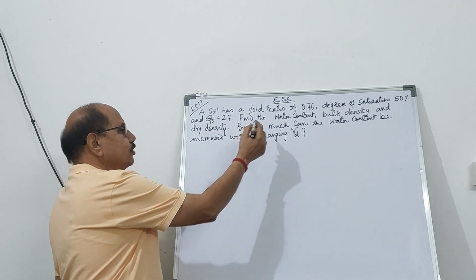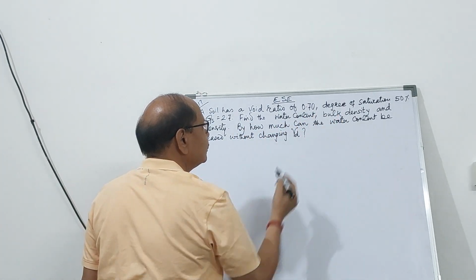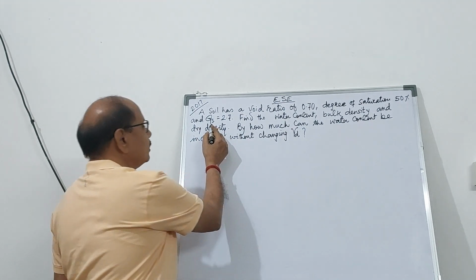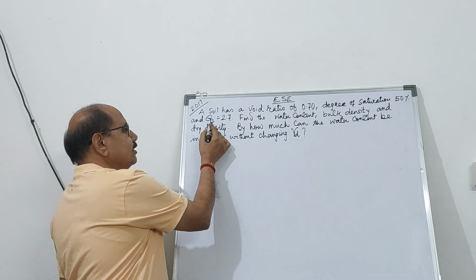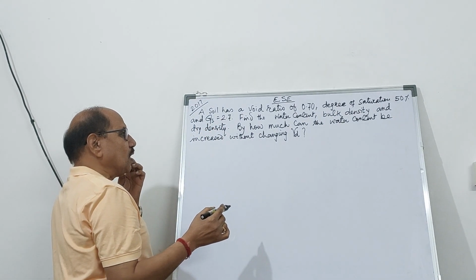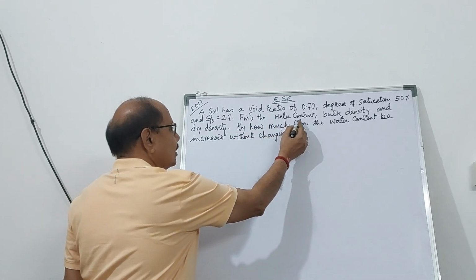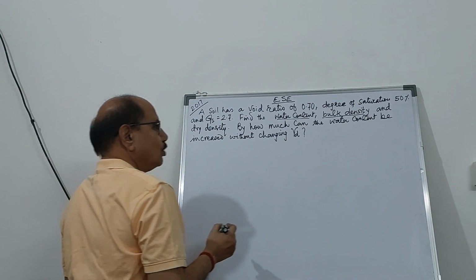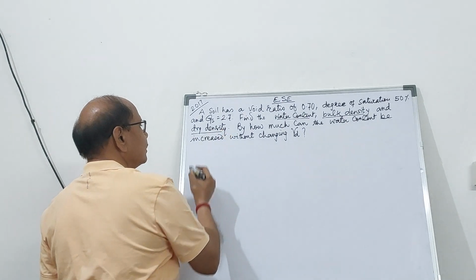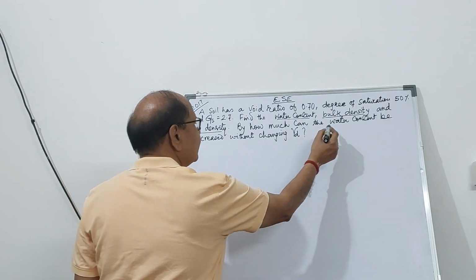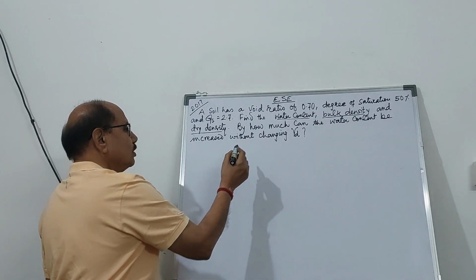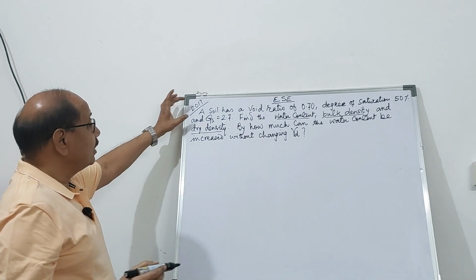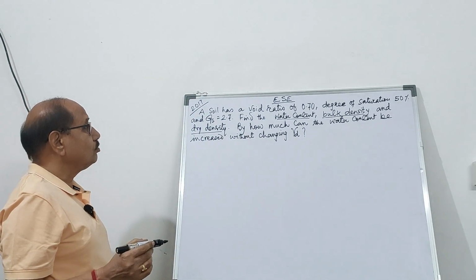A soil has a void ratio of 0.7, degree of saturation 50%, and a specific gravity of soil solids GS equal to 2.7. Find the water content, bulk density or total density, and the dry density. By how much can the water content be increased without changing gamma D? So this was asked in Engineering Services Examination 2017.